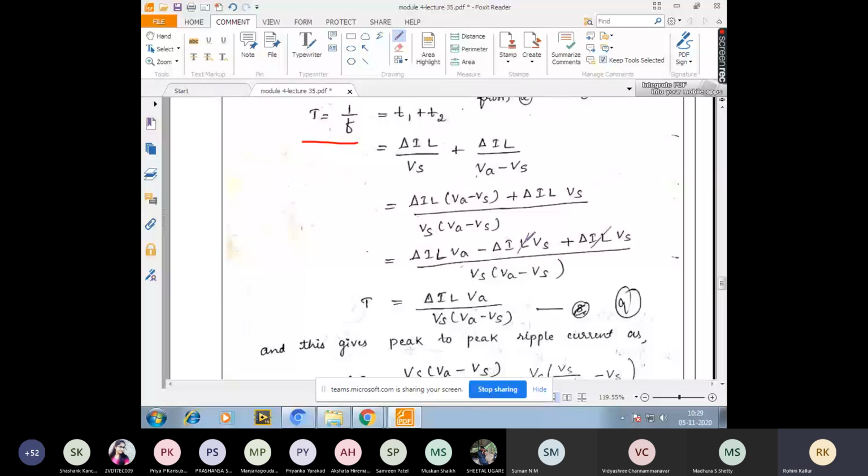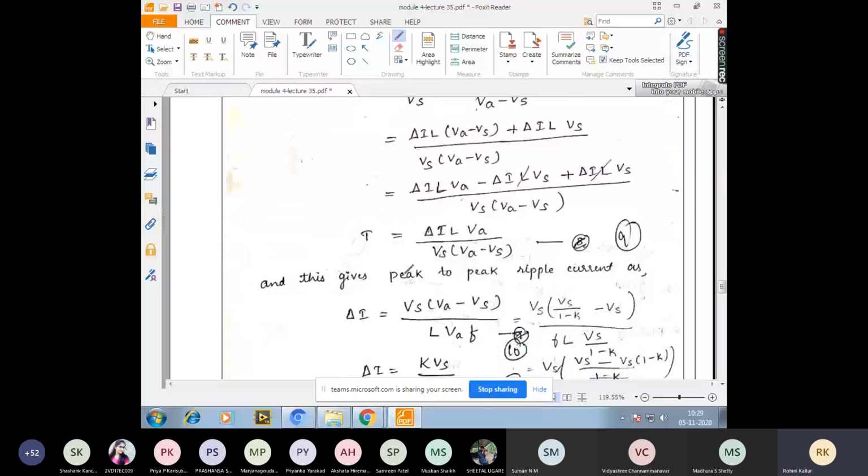So what you can see is I have a plus delta IL Vs and minus delta IL Vs. I'll be cancelling them out. So what is left is T, which is delta IL into Va whole divided by Vs into Va minus Vs. So this is the total time period T, and we call this equation number 9. Now I want the equation for peak to peak ripple current, that is delta I. So delta I is equal to, you rearrange this, Vs into Va minus Vs whole divided by L into Va, and this T is also written as 1 over F.